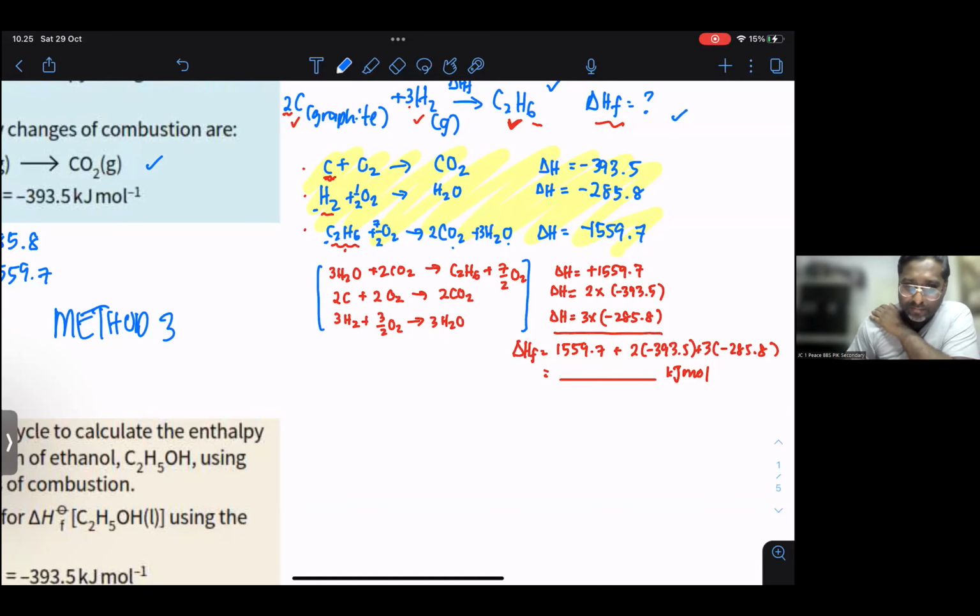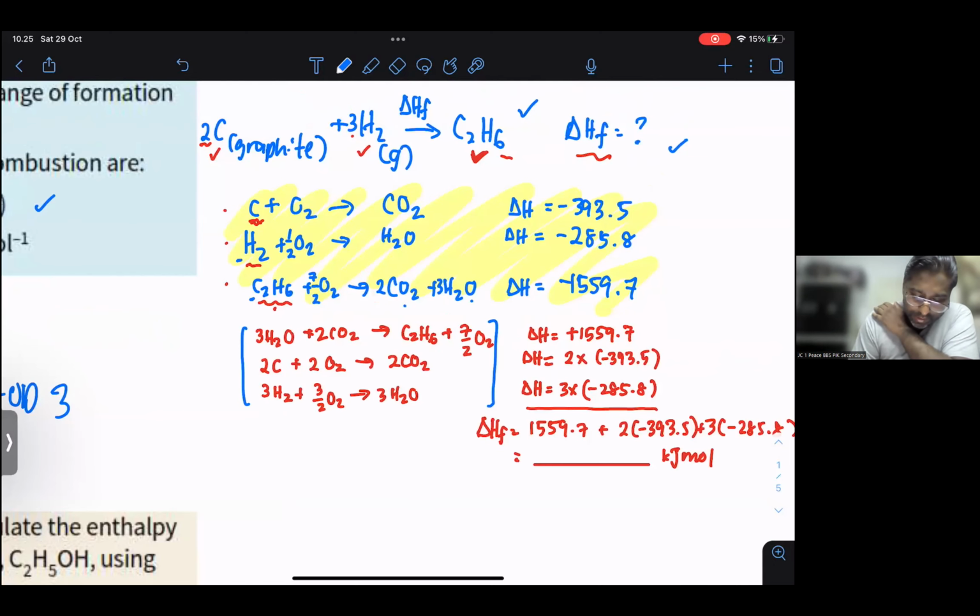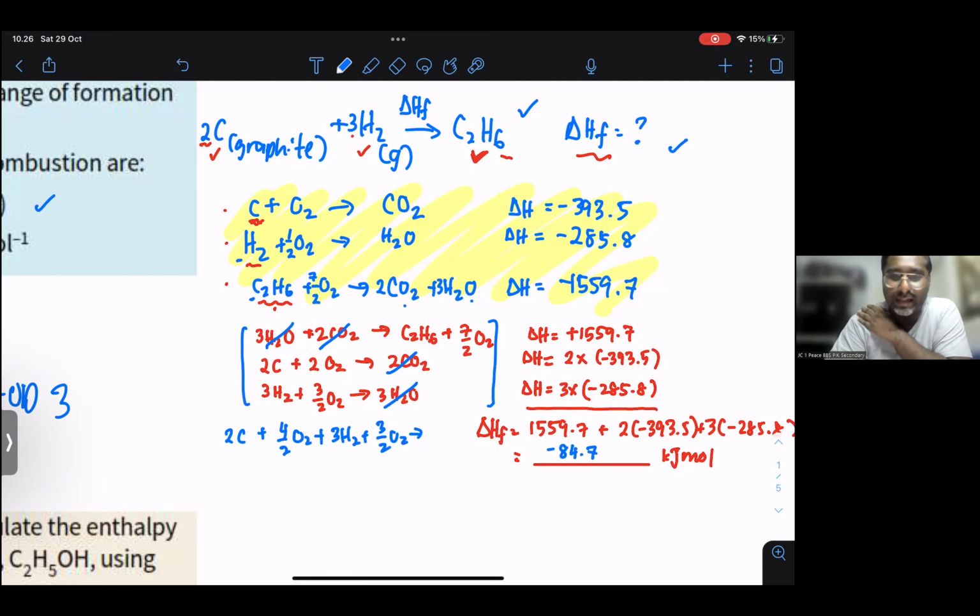While you give me the answer, I will show you how to solve the equation. When you add these two equations, this one and this one will cancel, and this and this will cancel. I will get 2 carbon plus 2 oxygen plus 3H2 plus 3 over 2 oxygen to give me negative 84.7. I don't have the answer now, but if it is calculated, it is going to be negative 84.7. The others can check the answer.